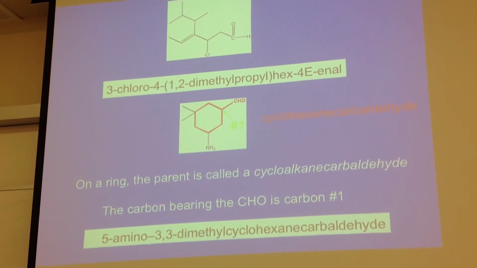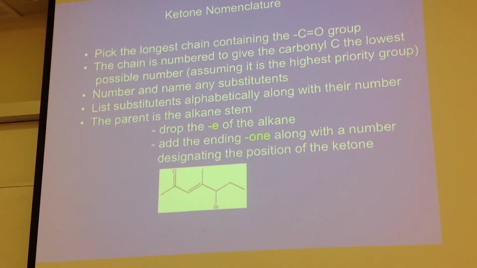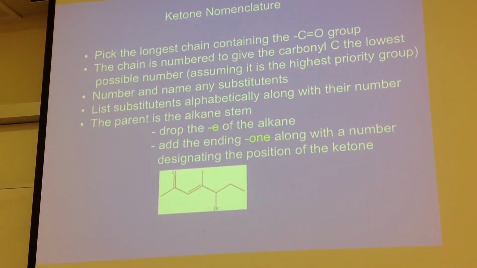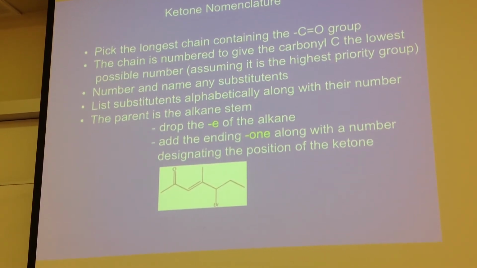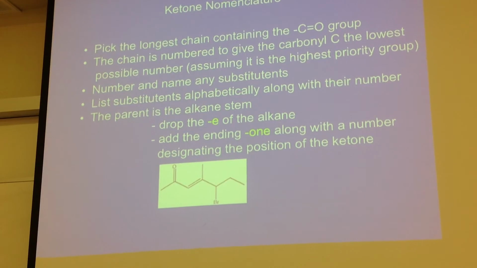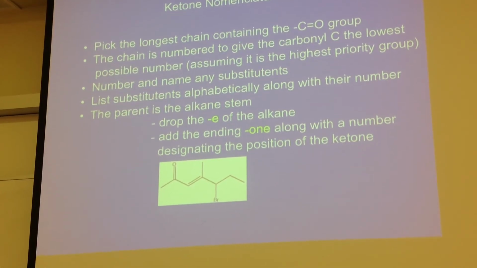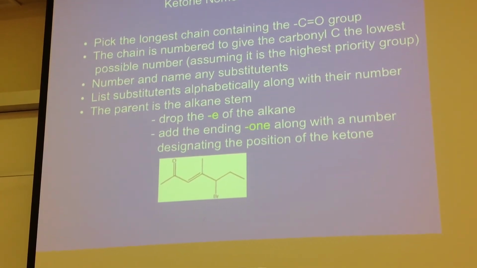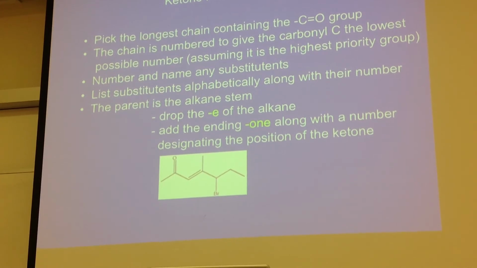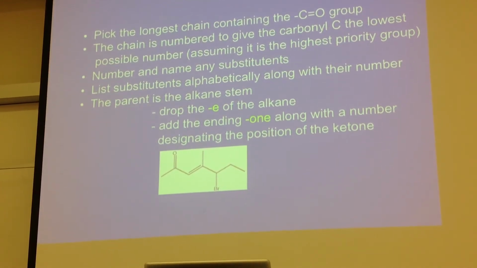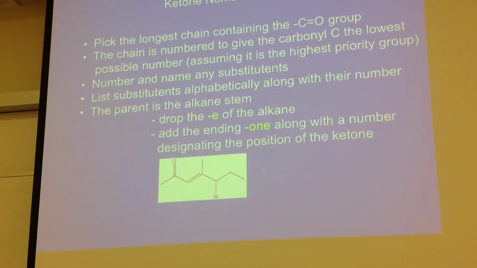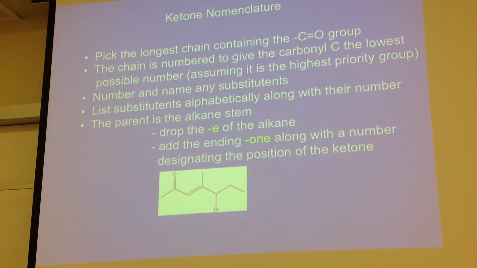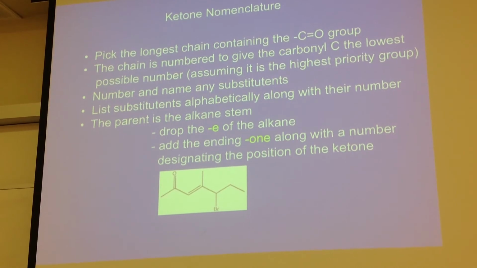Now for ketones. Ketones are pretty easy. You have to think a little bit harder about the numbering, that's about it. You're going to pick the longest chain that has the ketone carbon in it. And if there are other functional groups, the longest chain with the most functional groups in it. Assuming the ketone's the highest priority, you have to give that carbon the lowest number. So you are going to have to think a little bit harder.